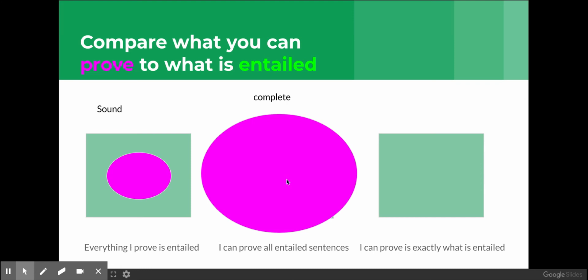And finally, it is possible, and the Fitch system does this, to be both sound and complete, but that just means that everything that you can prove is also entailed from a given set of assumptions. And that gives you both a formal and an informal definition of soundness and completeness for proof systems.